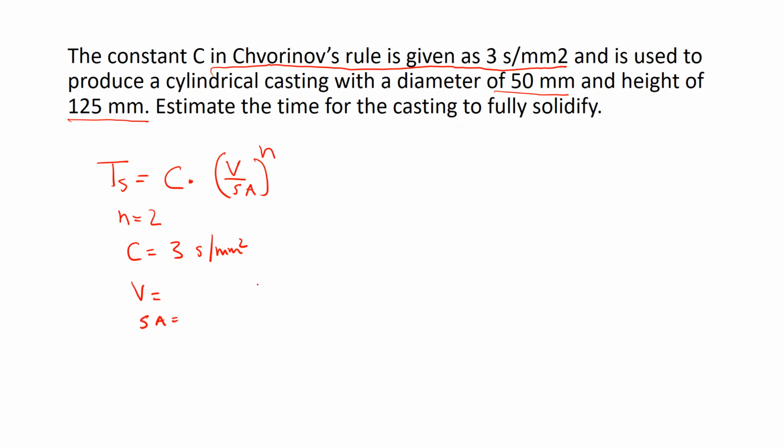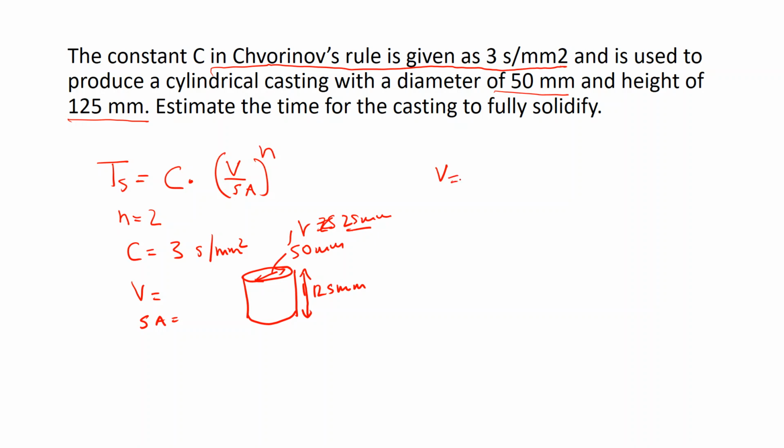Now this shape that we have is a cylinder. Let's quickly sketch the shape here. The height of the cylinder is 125 millimeters, and the diameter of the cylinder is 50 millimeters, which means I could also say that the radius is 25 millimeters. Now in order to solve this, I need to find the volume and the surface area first. So let's quickly find the volume.